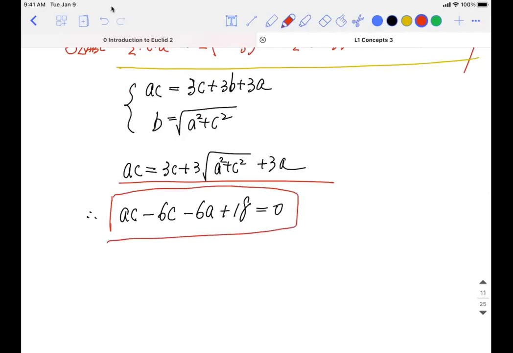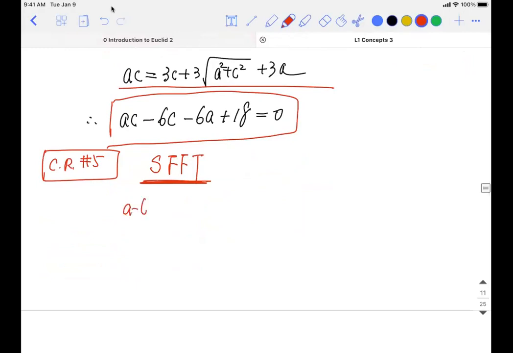As long as you get this, it goes to our conditional reaction number 5. As long as you see this, your first reaction is to use Simon's Favorite Factoring Trick. If you do not know what I'm talking about, do a Google search for SFFT. This is something we talk about from day one in our regular lectures, and the AMC uses it every single day. This is extremely important for the AMC, and you could also use it because the AMC and Euclid have a lot of similarities. This is Simon's Favorite Factoring Trick. Try to do this, and you automatically have (A minus 6)(C minus 6) equals 18.